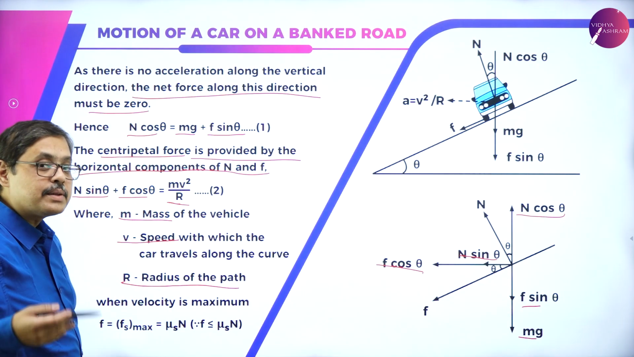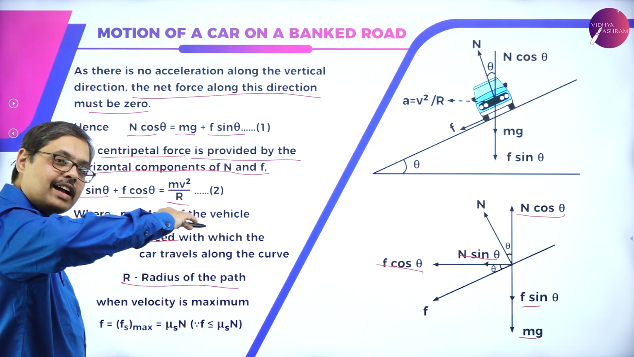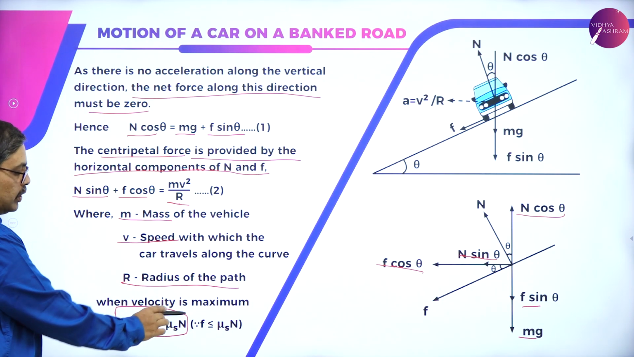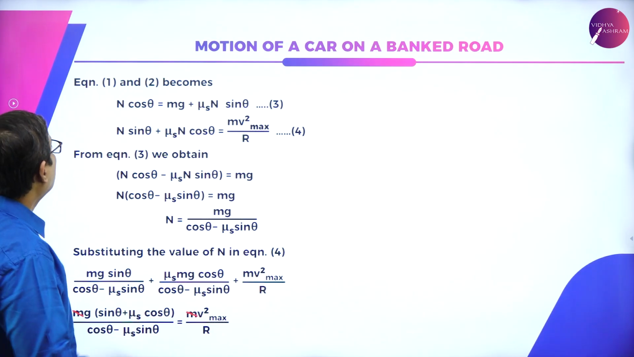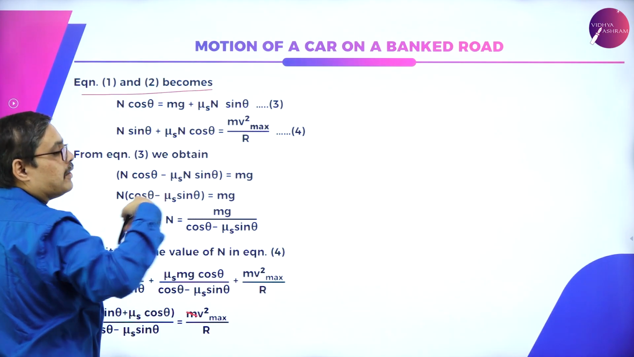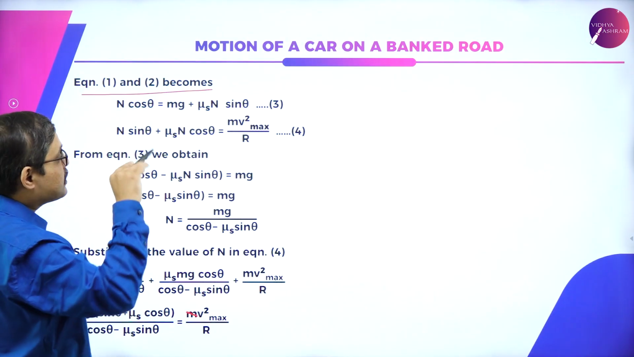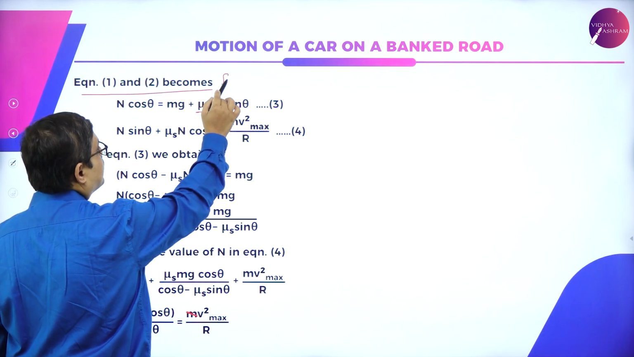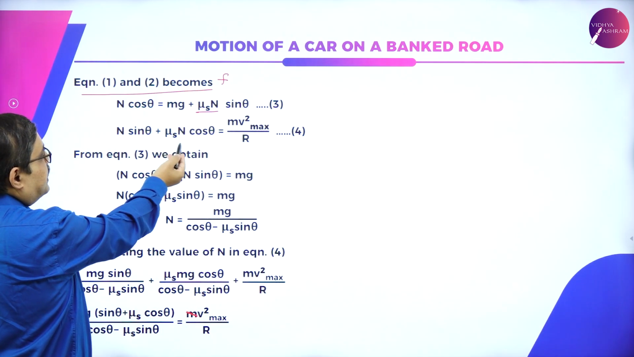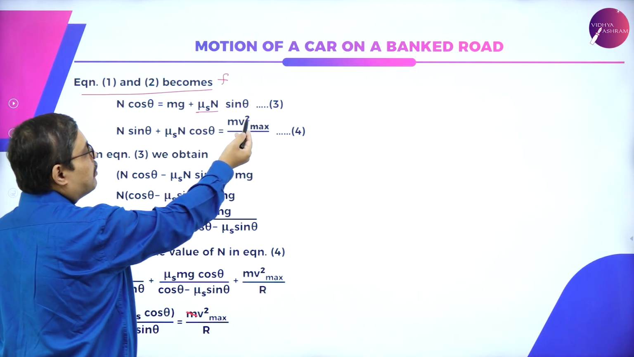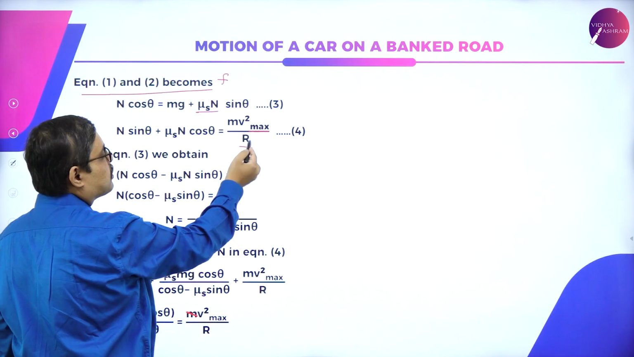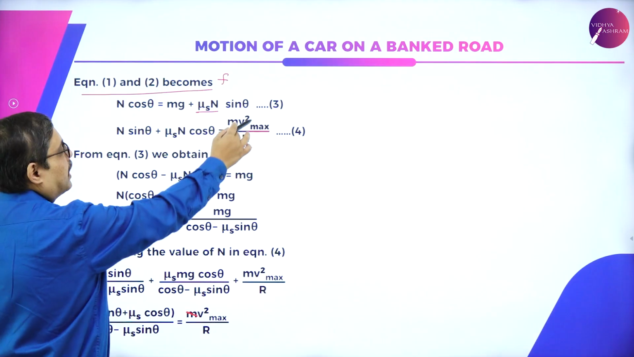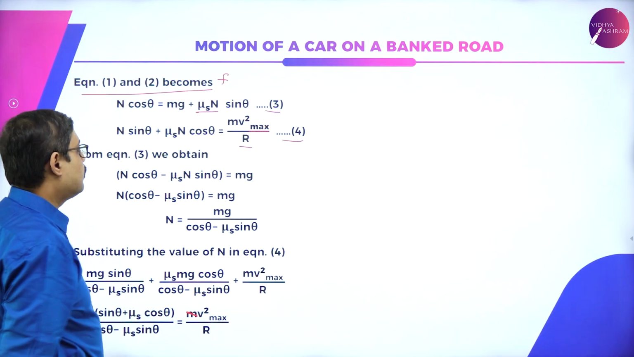When the velocity becomes maximum, or if you want to turn the car with maximum velocity, static frictional force max is equal to mu s into N. So equations 1 and 2 become, if I substitute mu s N in place of f, N cos theta equals mg plus mu s N sin theta. Similarly, N sin theta plus mu s N cos theta equals m v max squared by r. It was mv squared, but because we have taken the maximum velocity, it has become m v max squared by r. This is equation 3 and equation 4.